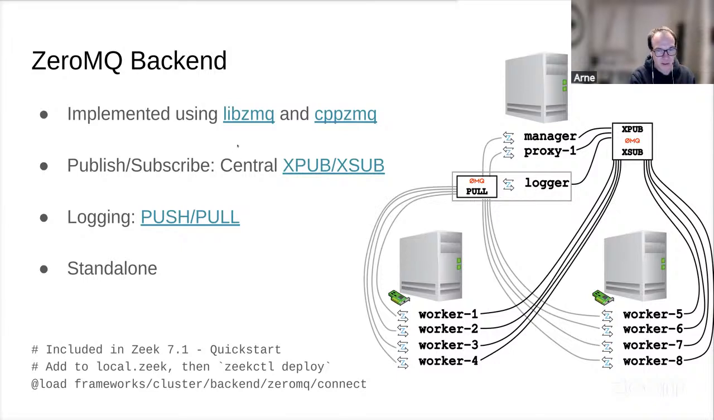The nice thing about ZeroMQ is that it's standalone, so you don't need to have an external service. This XPUB-XSUB socket pair looks like it's external, but in the default setup, the manager will start listening on those sockets and start a thread to proxy between them. And that's actually part of 7.1. It's very experimental, but if you wanted to try it out, you could load the policy script at the bottom of the slide, then run zeekctl deploy and report any bugs that you happen to run into.